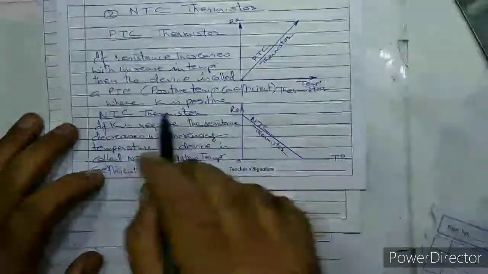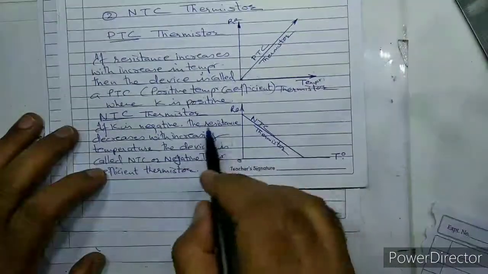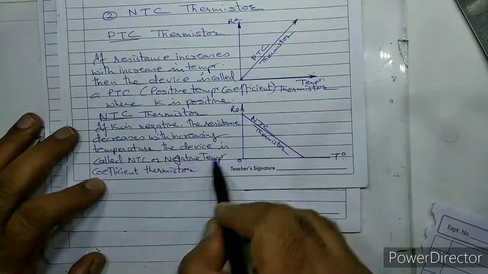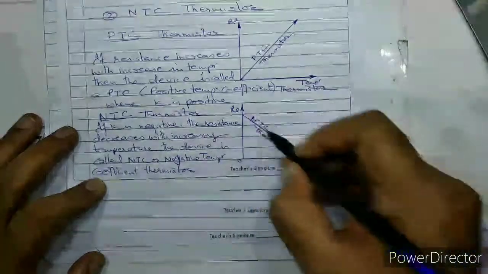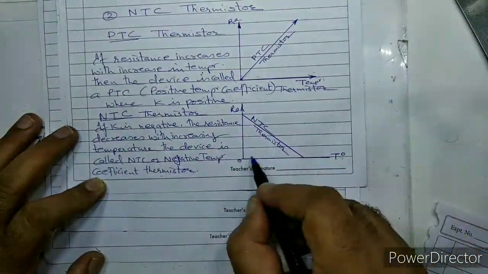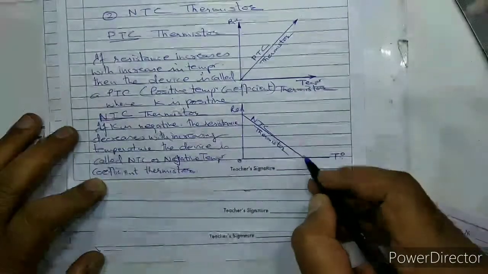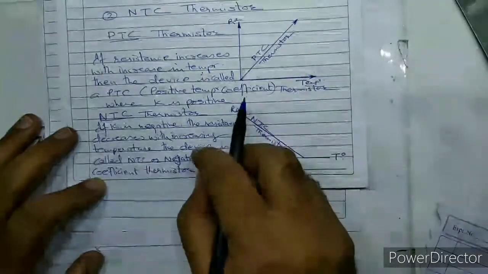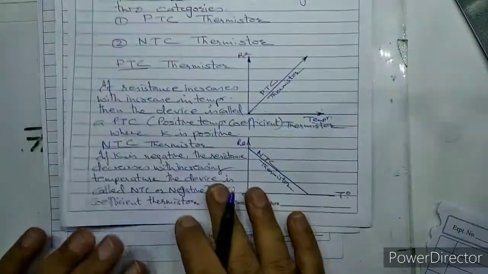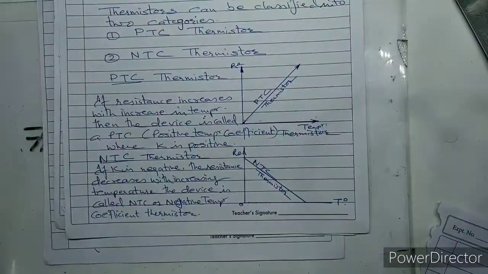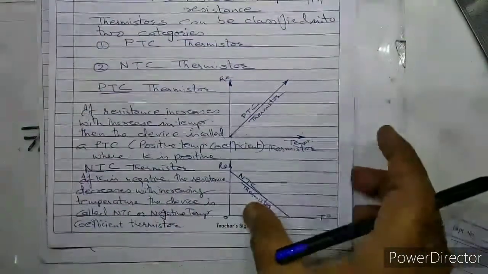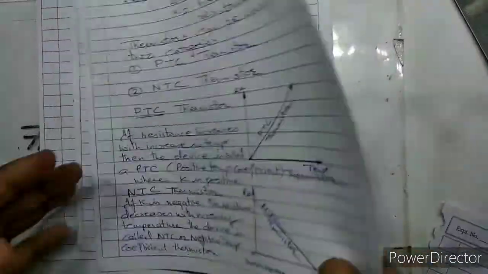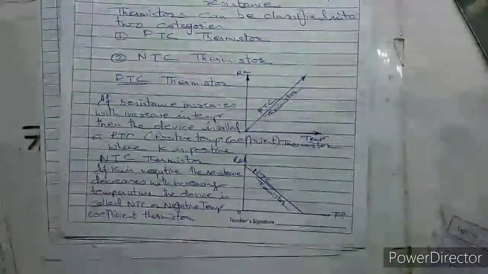Now this one is the NTC thermistor. If K is negative, the resistance decreases with increase in temperature. The device is called an NTC or negative temperature coefficient thermistor. Here the resistance is decreasing with increase in temperature, or resistance increases with decrease in temperature. So it is inversely proportional to the temperature. Therefore, it is called a negative temperature coefficient type of thermistor. Thermistors are basically used in measurement of temperature.